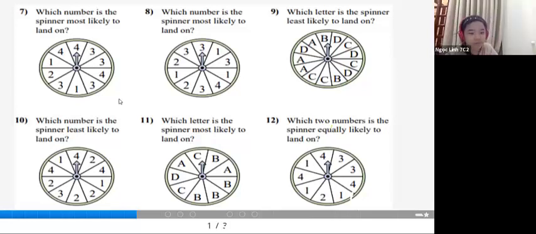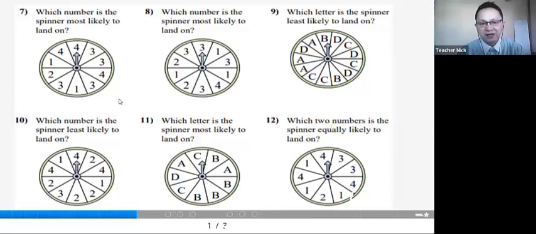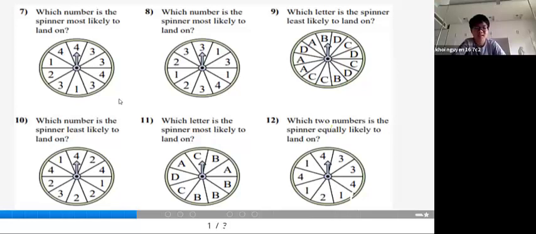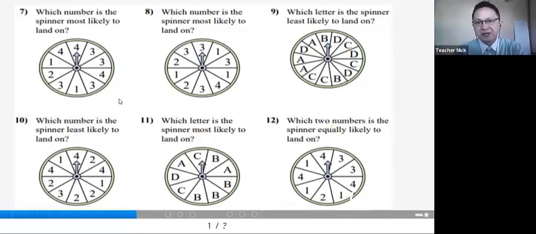All right. So number 8. Which number is the spinner most likely to land on? 3. 3 also. All right. So in number 9, which letter is the spinner least likely to land on? Is it A, B, C, or D?